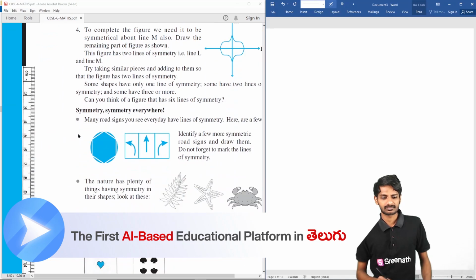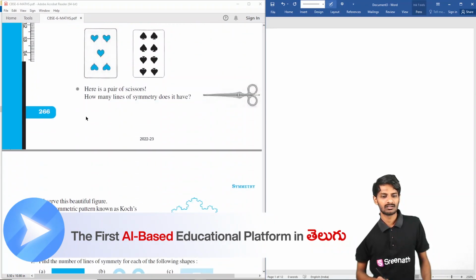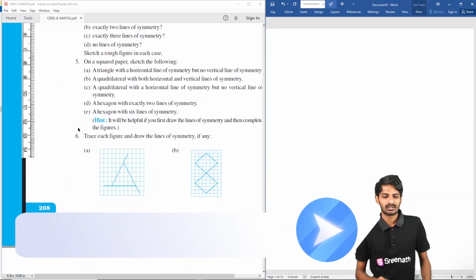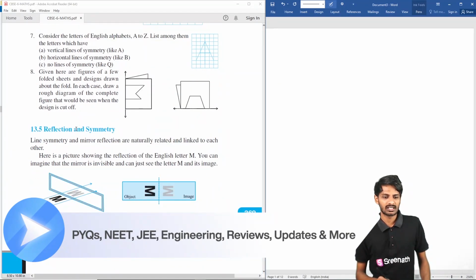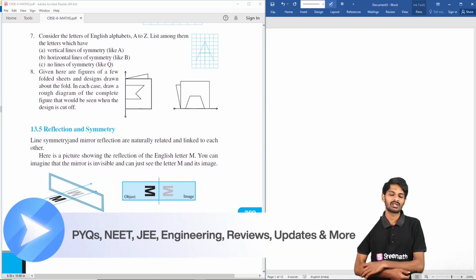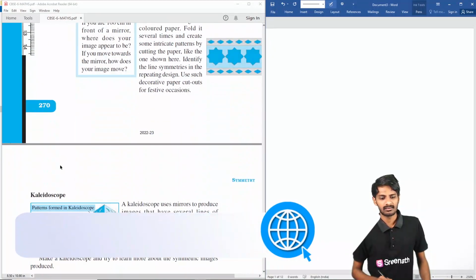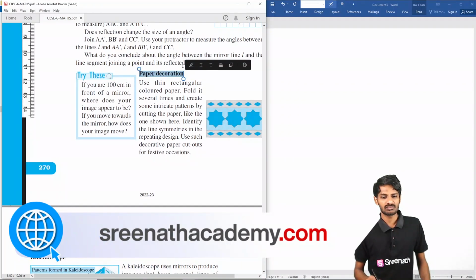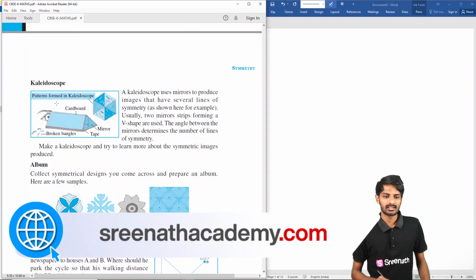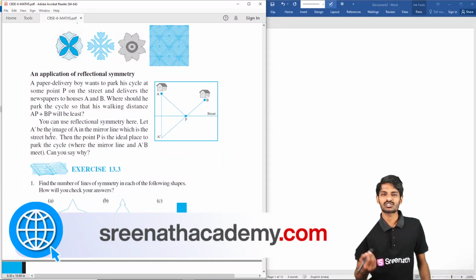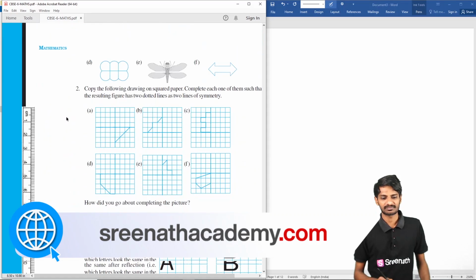And after that, we are going to discuss reflection and symmetry. What is meant by reflection, and what is the reflection symmetry, mirror reflection, all those situations. And regarding paper decoration, kaleidoscope, and the albums and the application of reflection symmetry.